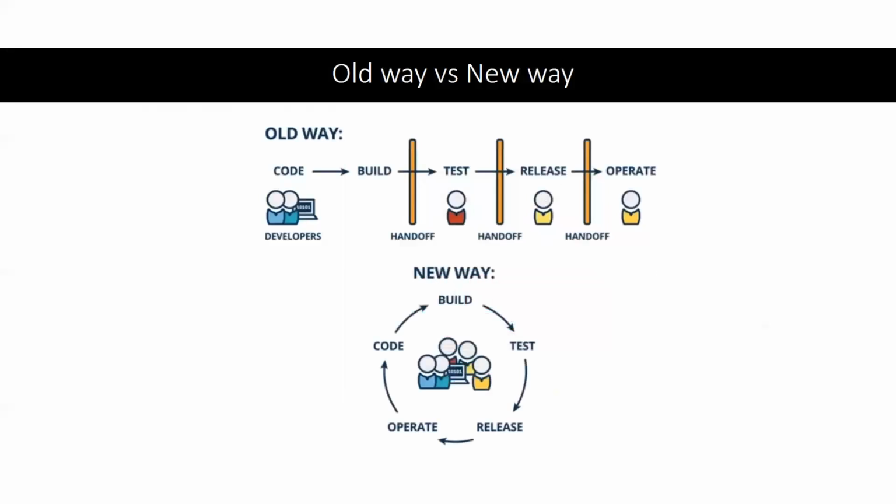So let us see in a summary what the old way was and what the new way is. The old way is the code goes into production through different phases: code, build, test, release, operate. But now the new way is that code, build, test, release, operate happen automatically, and it's a collaborative approach. Thank you very much.